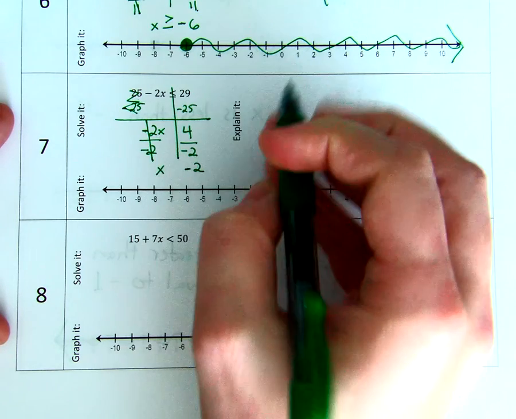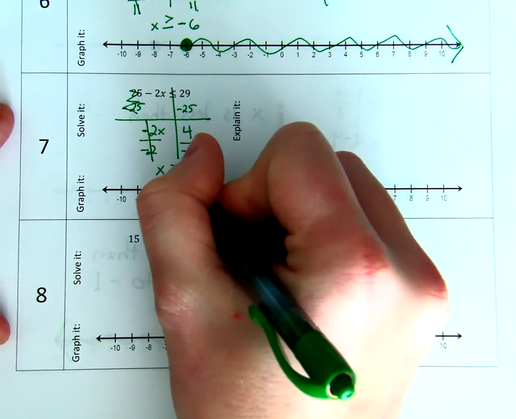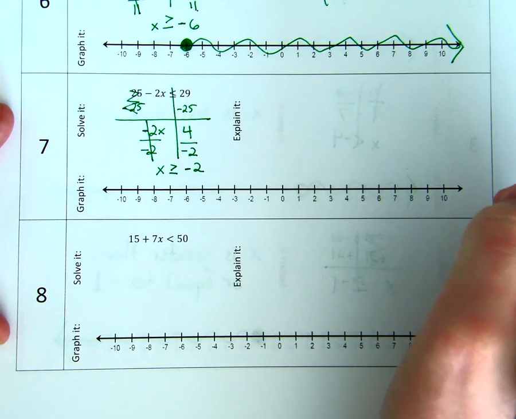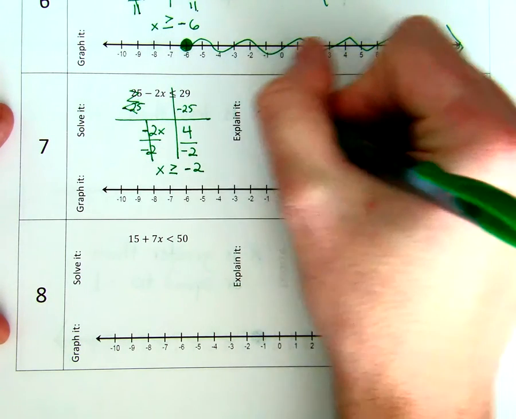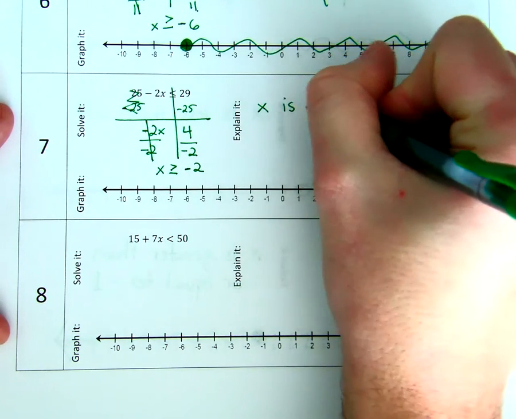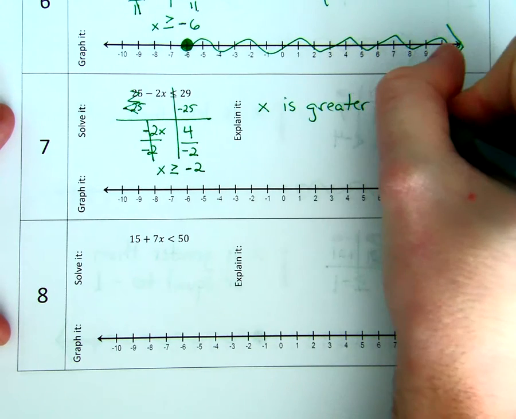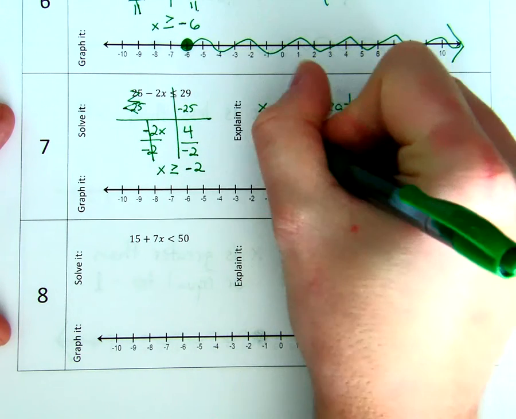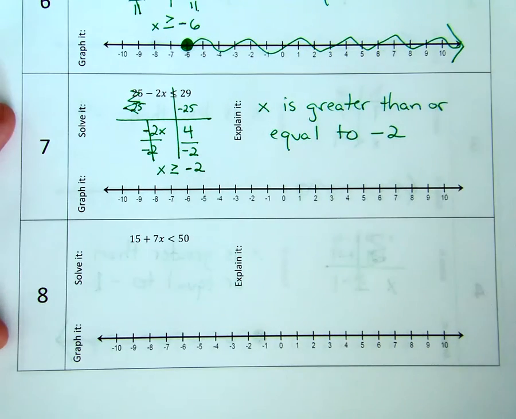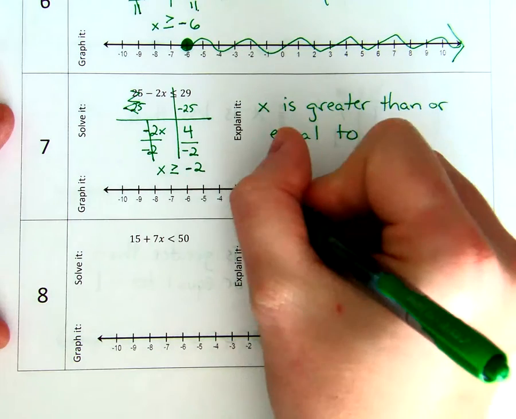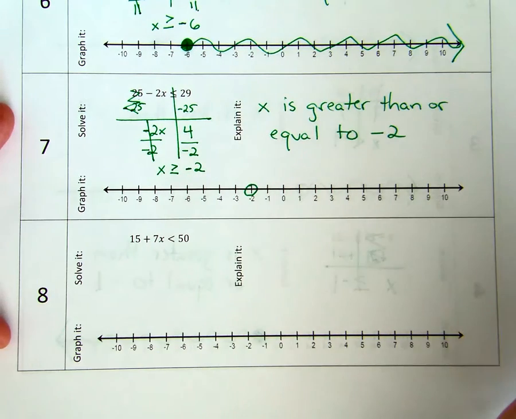And this time we did divide by a negative, so we are going to have to change the direction of the sign. X is greater than or equal to negative 2. So our final answer, x is greater than or equal to negative 2.